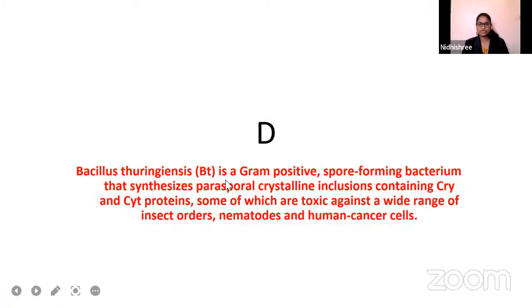Bacillus thuringiensis is a gram-positive spore-forming bacterium which synthesizes a crystalline inclusion which contains cry and cyt proteins, some of which are toxic against a wide range of insect orders, nematodes, human cancer cells, etc. Option D is the right answer.